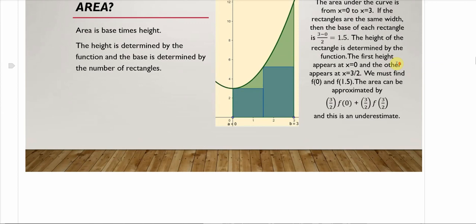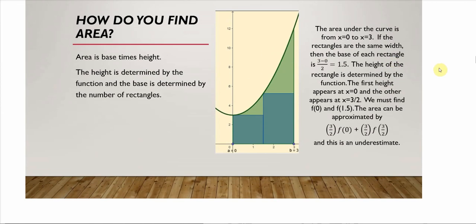Now, how do you find the area of a rectangle? The area of a rectangle is base times height. In this case, I have two rectangles, going from 0 to 3. So I take 3 minus 0 and divide it by the number of rectangles, which is 2. So 3 halves: this length is 1.5, and this length is 1.5. Those are my bases.